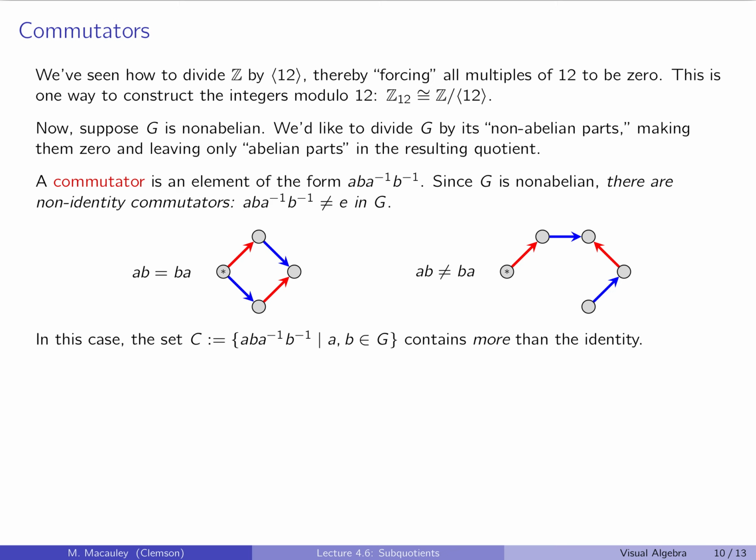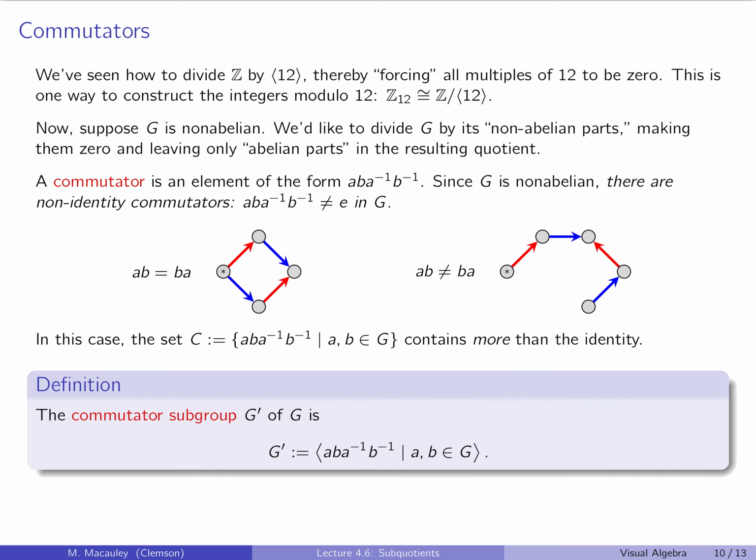So in this case, let's define the set C to be the set of all commutators. And if G is non-abelian, then this will have more than just the identity element. This is always going to be non-empty because it will always contain at least the identity. The commutator subgroup, denoted G prime, is just the subgroup generated by these commutators. Just like up here, if we wanted to force the multiples of 12 to be 0, we quotient out by it. We are going to soon quotient out by this subgroup, and whatever remains is going to be abelian.